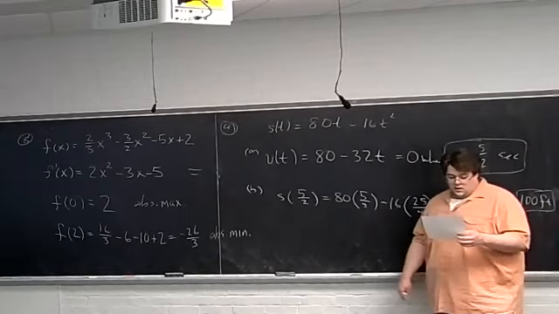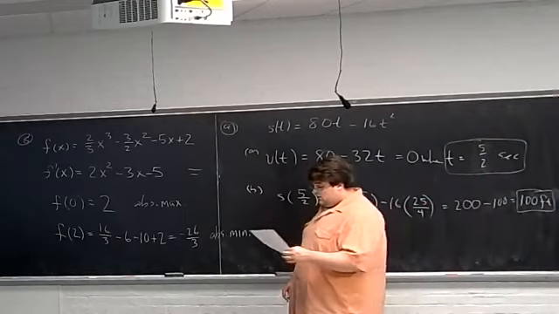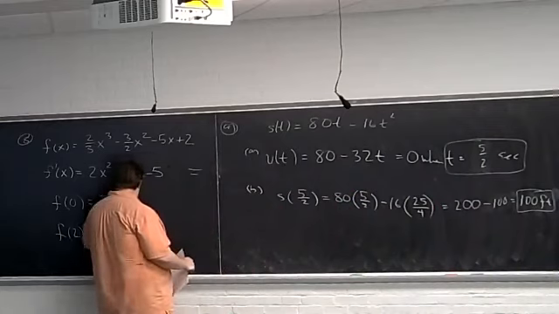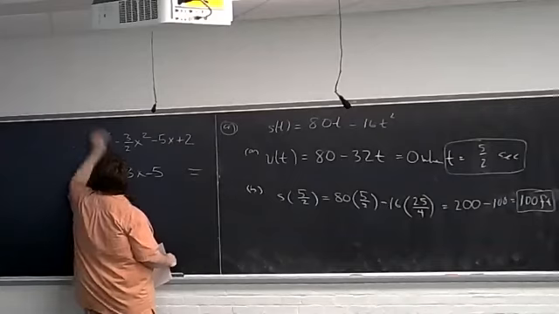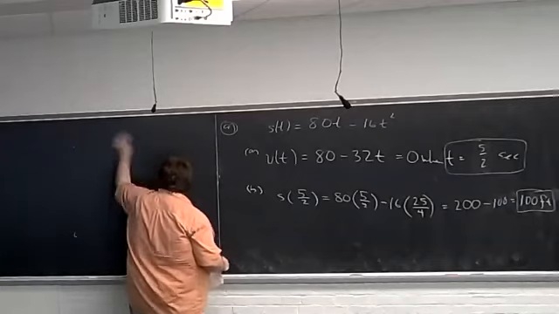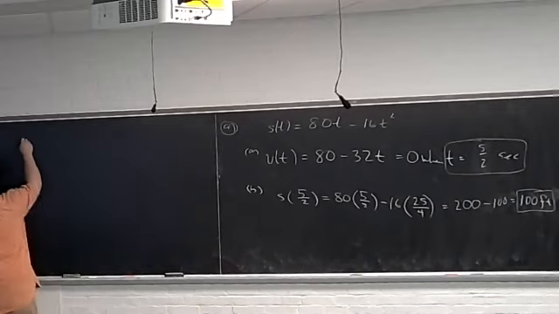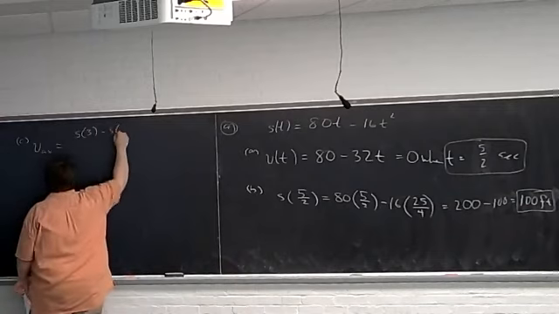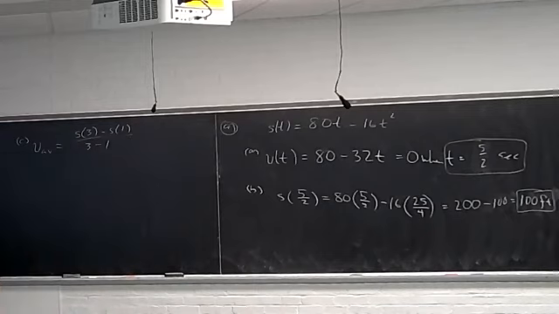Part C. At which value does the instantaneous velocity equal the average velocity on 1 to 3? Guess I'm not going to fit that on the bottom of the board. At what x value or time value does the instantaneous velocity equal the average velocity on 1 to 3? Well, first we need the average velocity, which is the change in position divided by the change in time on the interval 1 to 3.